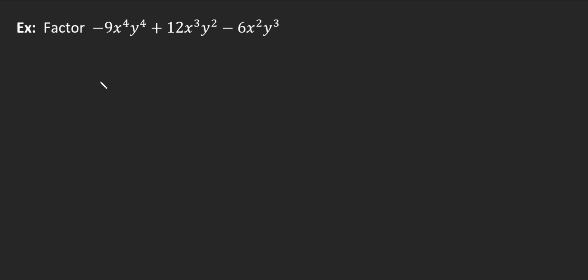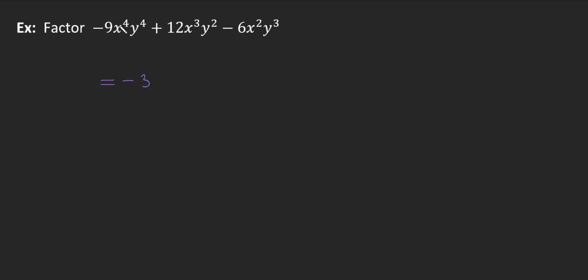We're going to take it step by step, coefficients first, then variables. We're going to figure out the GCF. So what is the GCF between negative 9, 12, and negative 6? Well, quite frankly, we're not going to worry about the negatives and positives. The first term is negative, so I'm going to be factoring out a negative. So the GCF between 9, 12, and 6. Again, this is a video. You could pause it and try this on your own. The GCF is 3 for those numbers.